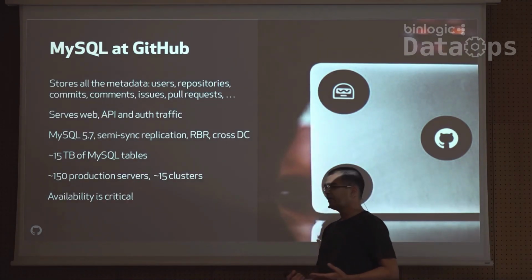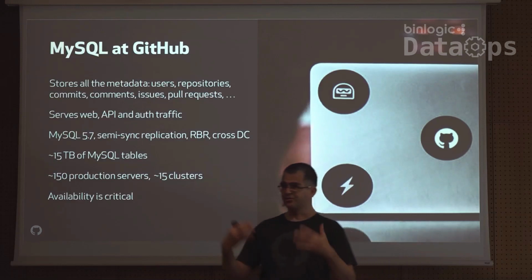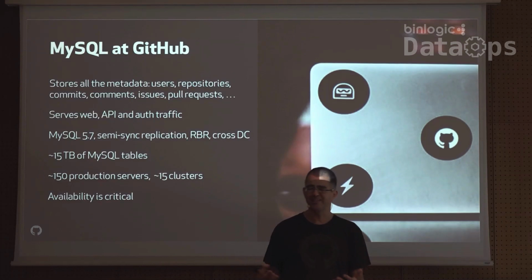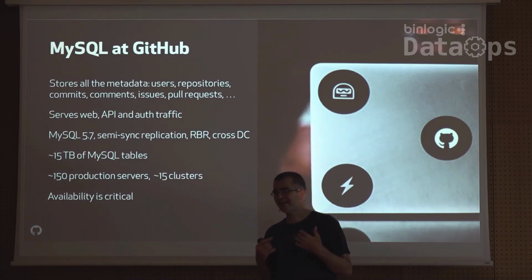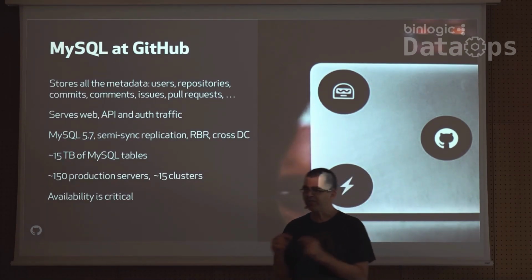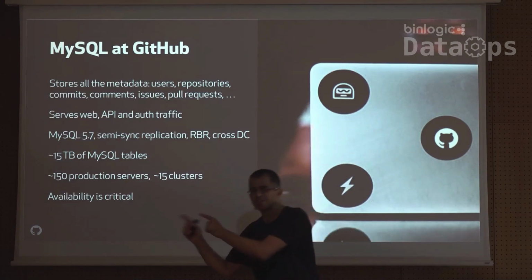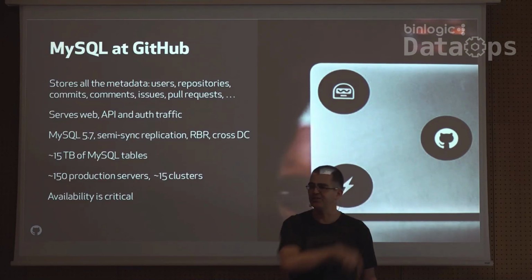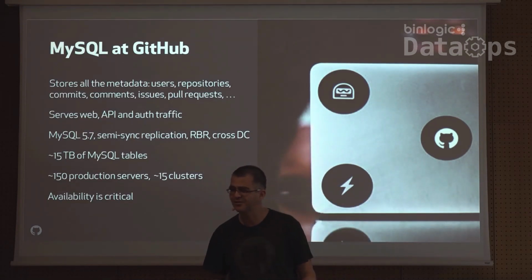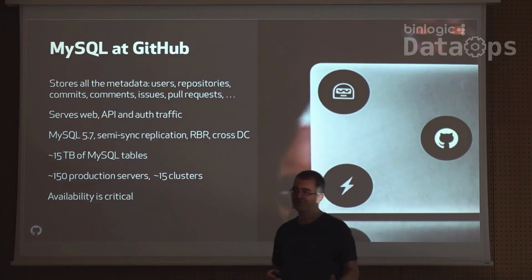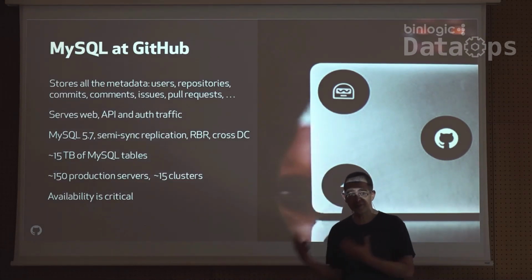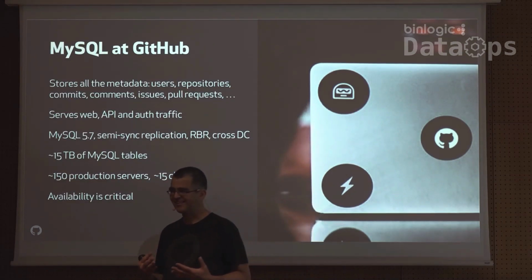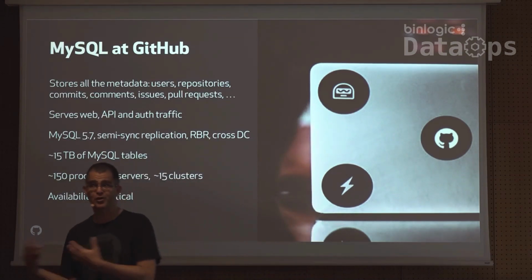So all your users, your organizations, your issues, your pull requests, your comments, but actually everything that has to do with Git itself, like every commit, it's in Git, but it's also in MySQL, so that you can click the commit and get to the commit page and show the diff between the old code and the new code, right? Every push that you do goes to MySQL as well. So there's a lot of metadata, obviously, and a lot of traffic.